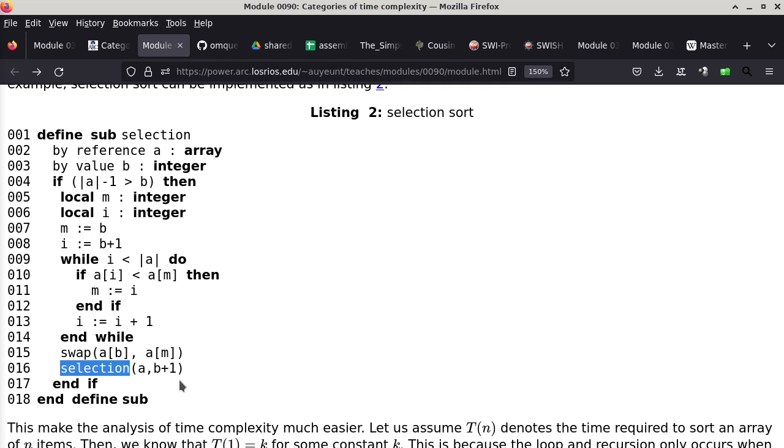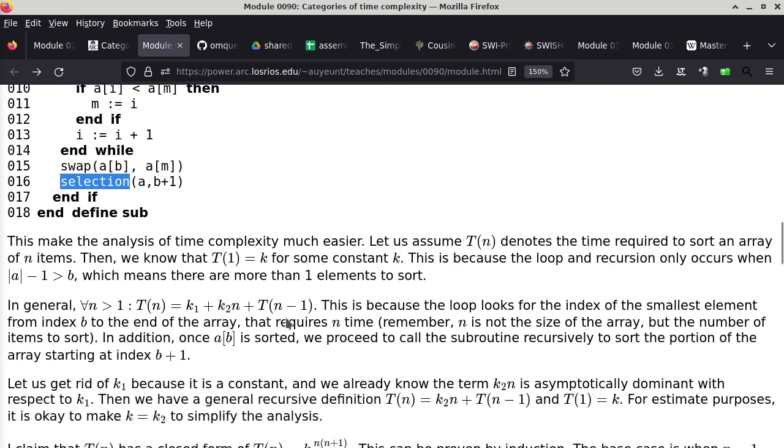So now we look at the time complexity. So the time complexity is going to look like this. Okay, so the reasoning is up here. Let's assume T(n) denotes the time required to sort an array of n items. I did not really phrase this correctly. I should have said an array with n items to be sorted, because your starting point can be anywhere. So n is describing how many elements starting with index b that we have to sort. Does that make any sense? Okay, all right.